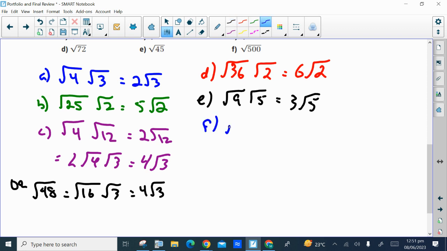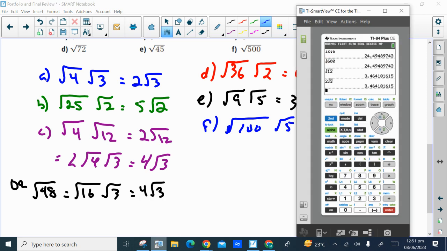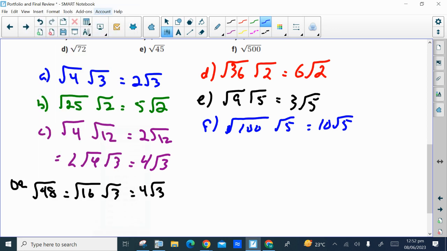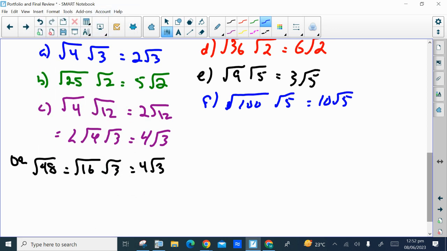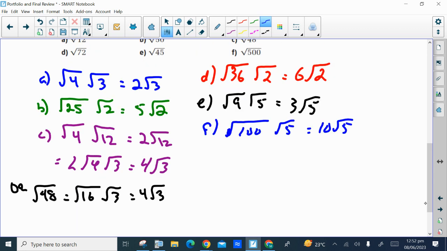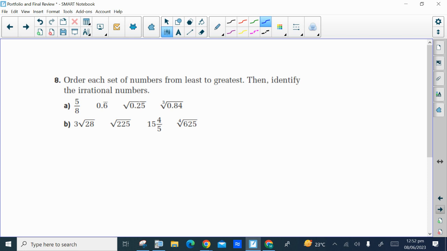And question F, the root of 500. Not as bad as it seems because 100 times 5 will give you 500. 100 is a perfect square. The square root of 100 is 10. So 10 root 5. And once again, you can always check these. The root of 500 is that decimal. We got 10 root 5, same decimal. So our answer is equal to what we started with. So make sure you're aware of the differences between a mixed radical and entire radicals and how you go between them.